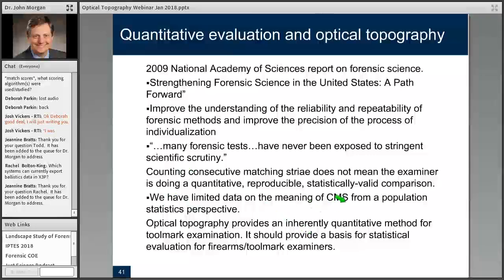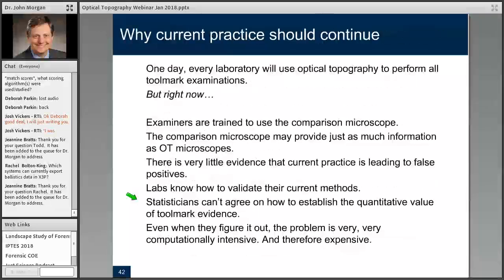Merely doing something like consecutive matching striae does not mean that you have a quantitative comparison, because we don't really know from a population statistics perspective what the CMS really means. How unique is it to say you have 3 or 4 consecutive matching striae, for example? We really don't know the answer to that question in almost any case.